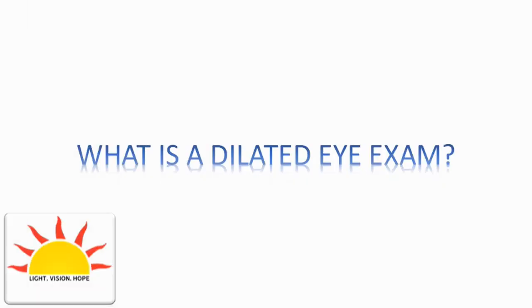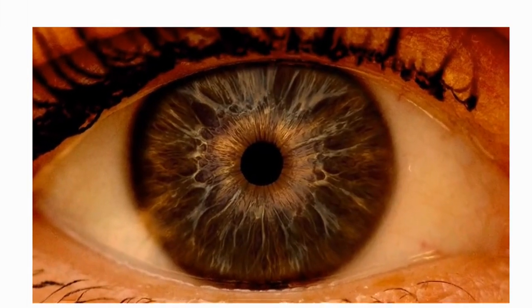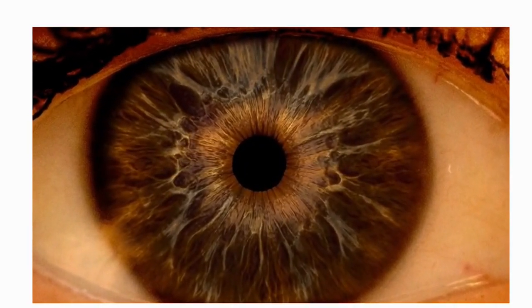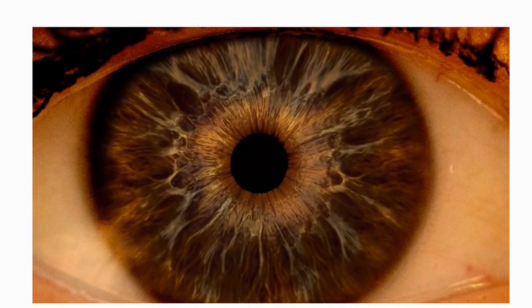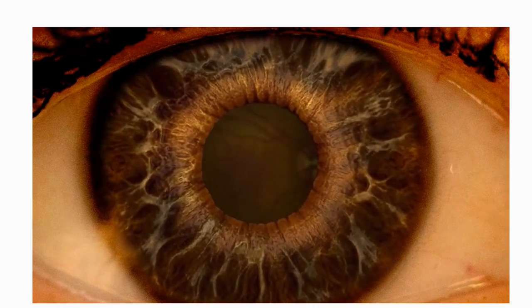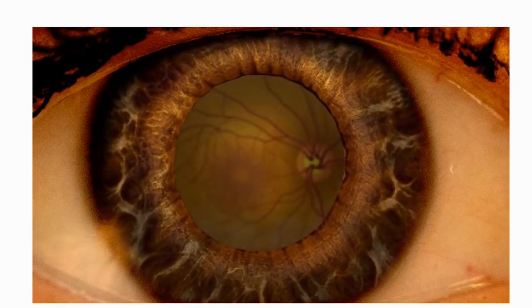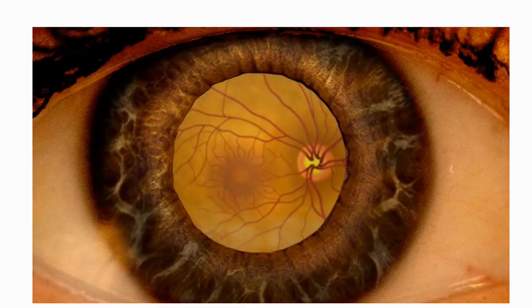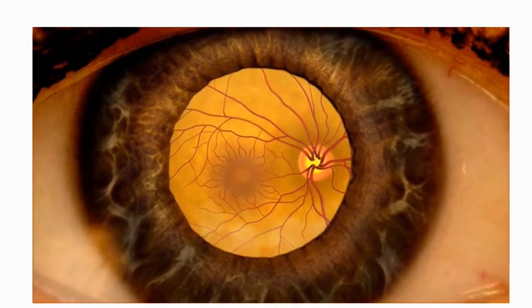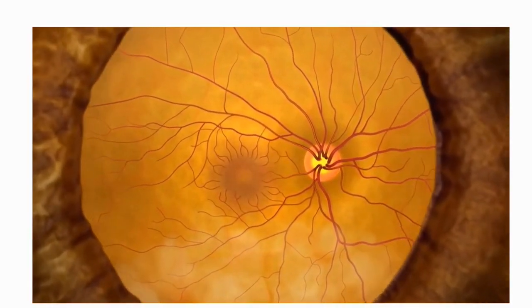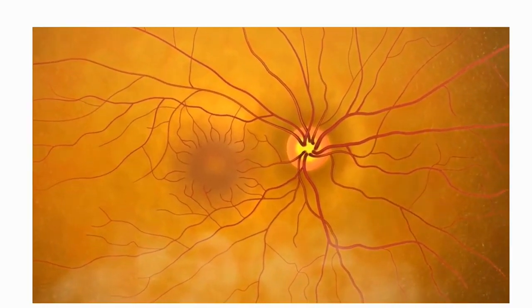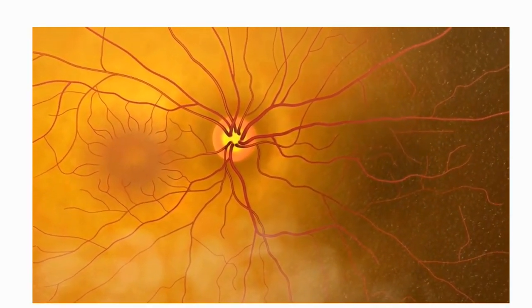Let us also try to understand more details about dilated eye examination. A dilating drop is first instilled in your eye, which takes around 30 to 60 minutes to dilate the pupil, which helps in better visualization of the retina as it gives a larger view of the retina, and every corner of the retina can be checked for damage.